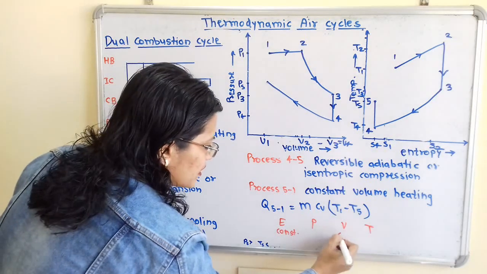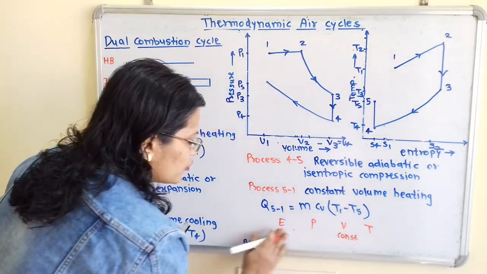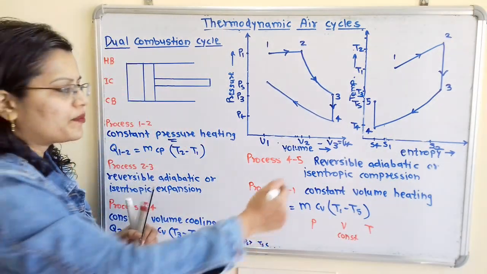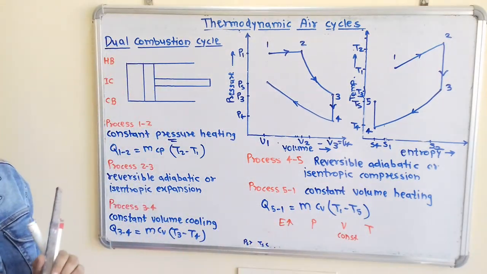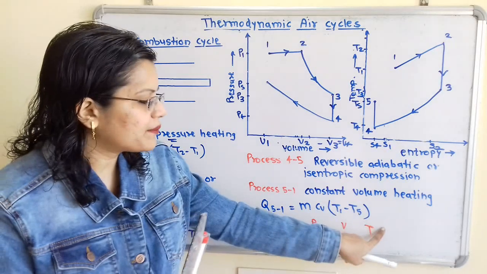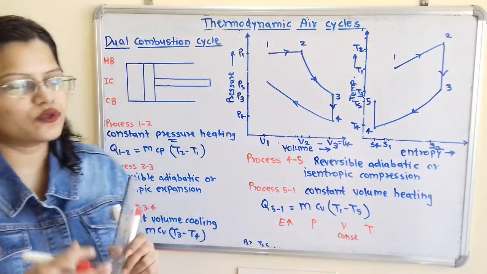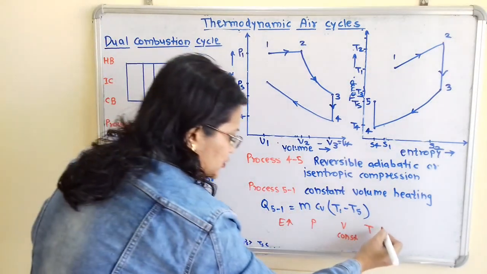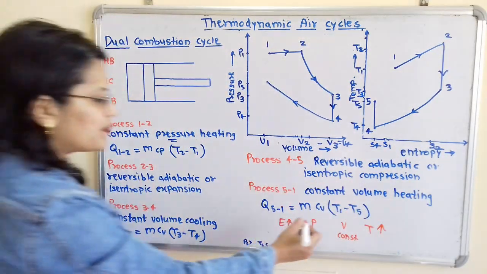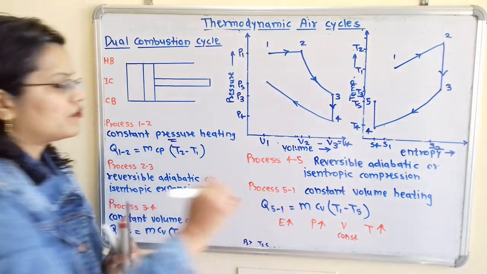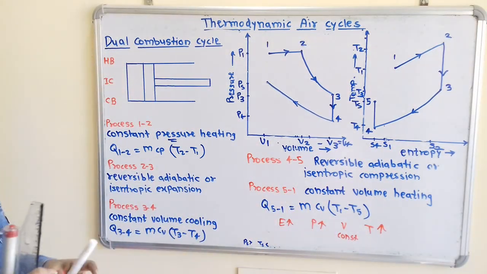Now here volume will remain constant. So during heating we know that its entropy is getting increased, so we have to show increase in entropy. During heating temperature is also getting increased, so we have to show increase in temperature, and as temperature increases we have to show increase in pressure also. So we have to show all these processes.